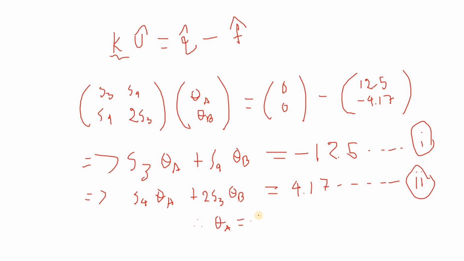That is, theta A equals minus 7.74 into 10 to the power minus 4 rad, and theta B is 2.98 into 10 to the power minus 4 rad. So we have solved the unknowns. Solving for the unknowns like this is not very hard. This is quite easy. You can do it within 5 minutes or so, right?